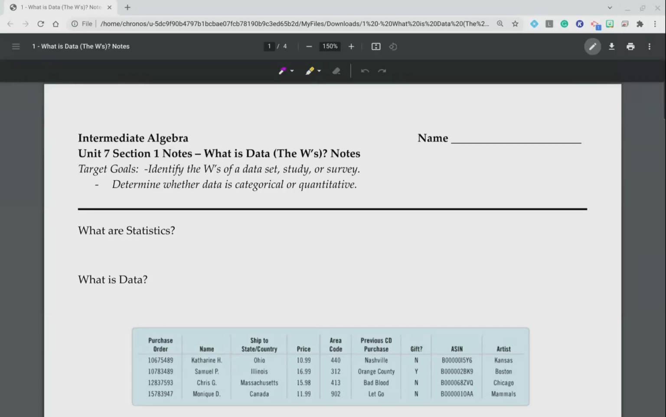Today we will be starting a more math-based lesson, and this Unit 7 is going to be all about statistics. Okay, so statistics is a type of math. What are statistics specifically? They are calculations from a set of data.